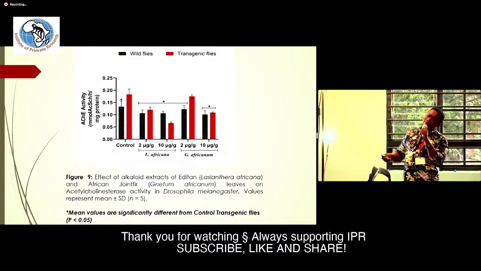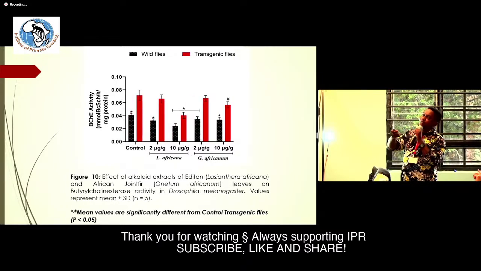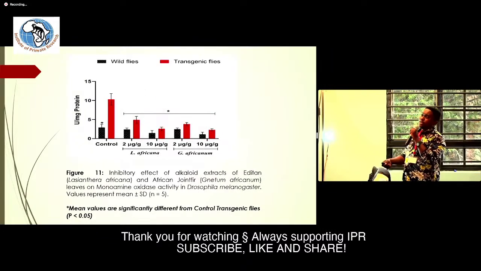We also carried out the assay for acetylcholinesterase activity, which was the in vivo assay. As expected, the transgenic fly for the control had a very high acetylcholinesterase activity. But upon administration of this alkaloid extract, there was a modulation in the activity of the acetylcholinesterase. We have the same trend of results for the butyrylcholinesterase activity also. We also carried out the assay for monoamine oxidase activity. As expected also, the transgenic fly had a very high monoamine oxidase activity.